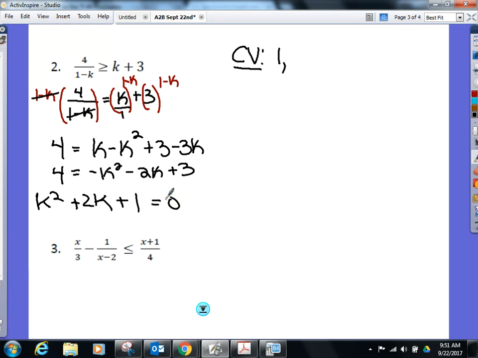Factor it. Go ahead. What do you got? Could you bring over the 4? You could. You can take negative 1 and then take out a negative. Yes, you could. But just make sure that negative 1 now is not part of the answer. So don't set it equal to it.